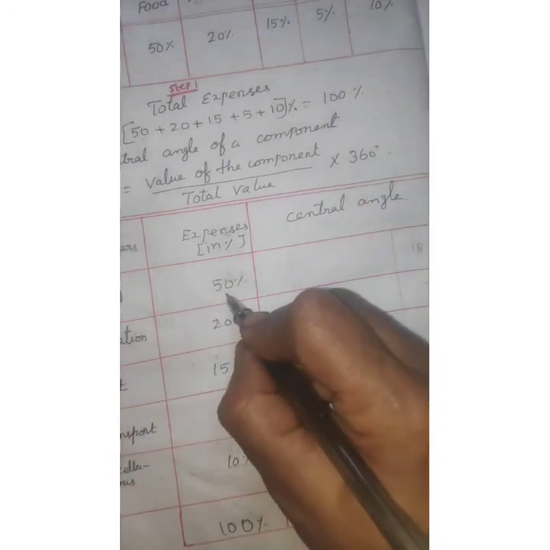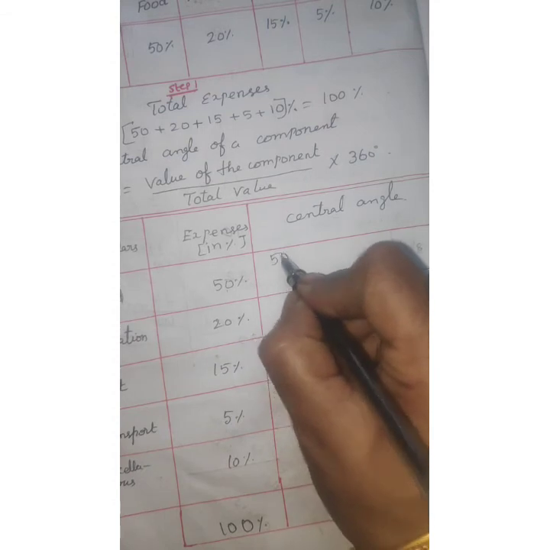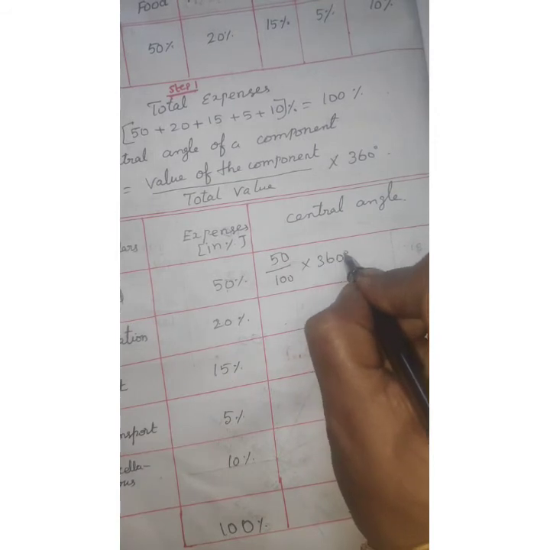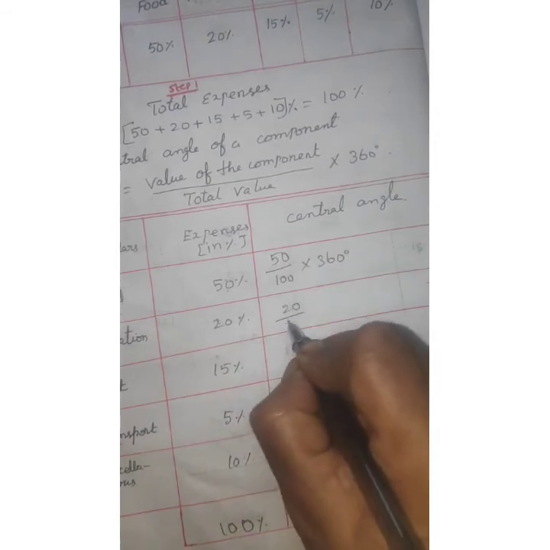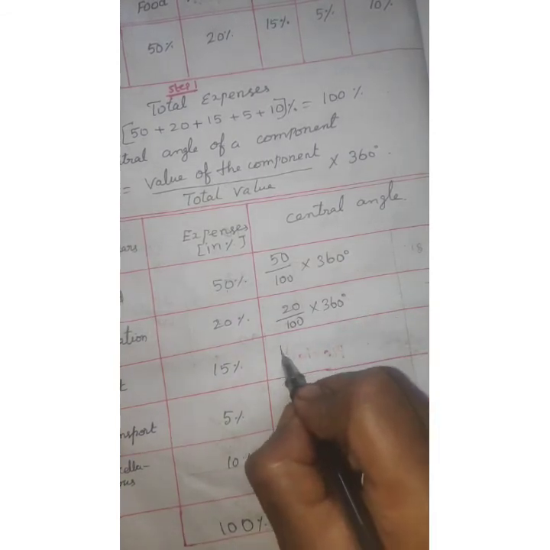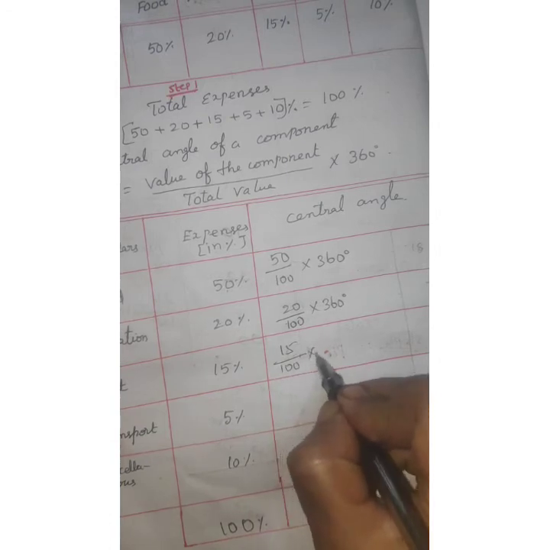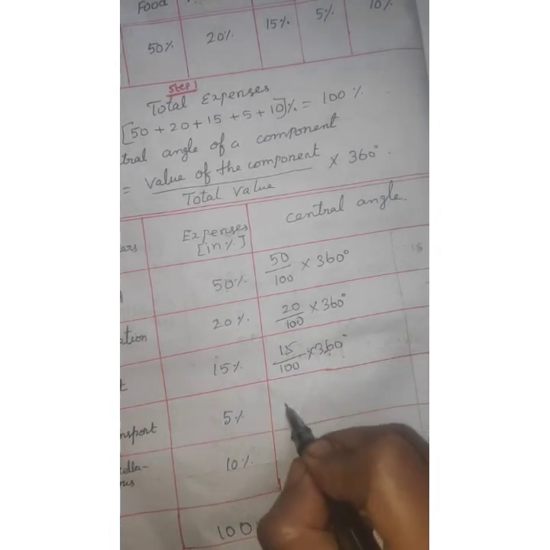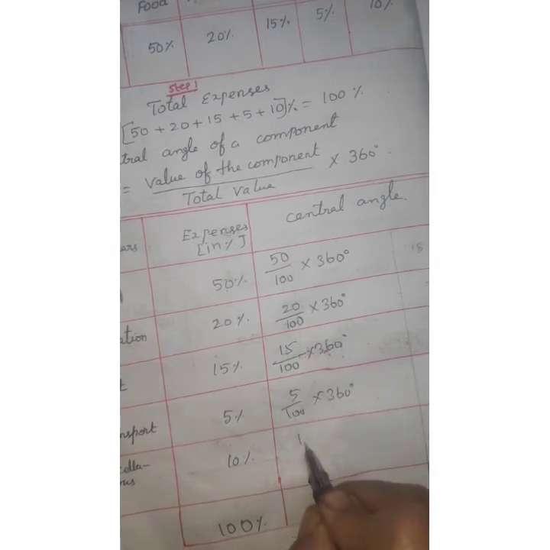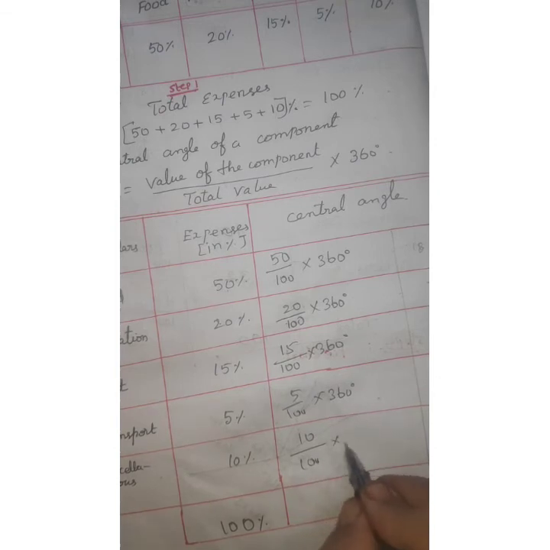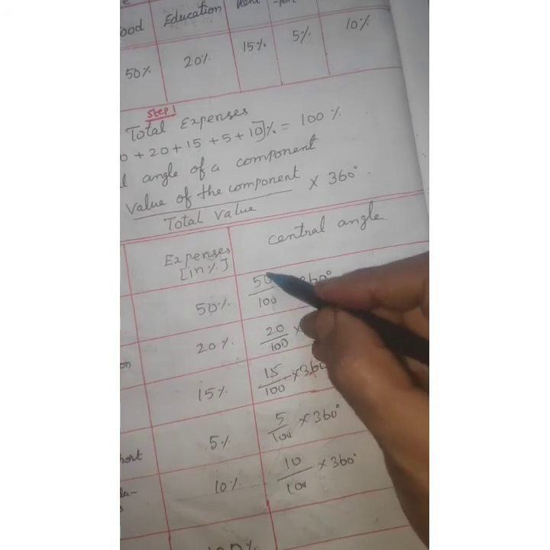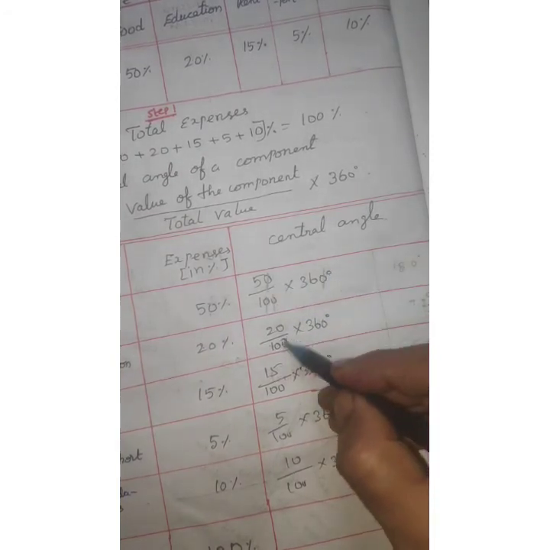Central angle, right. How do they write 50 here? Given 50, the answer is 50 by 100 into 360 degrees. Next, 20 by 100 into 360 degrees. 15 by 100 into 360 degrees. 5 by 100 into 360 degrees. 10 by 100 into 360 degrees. Consider the numbers, very easy. First 0, second 0.